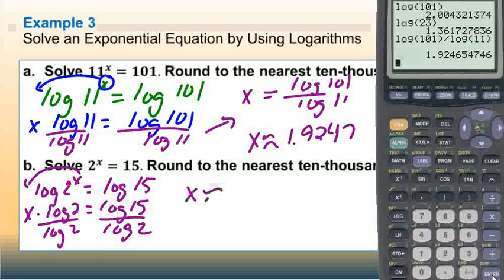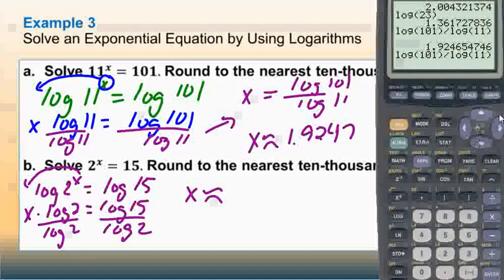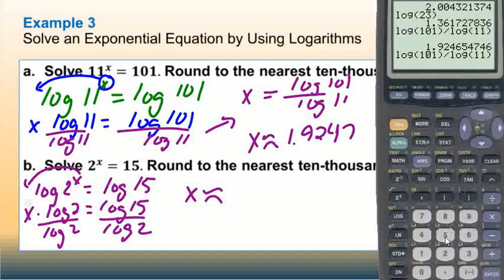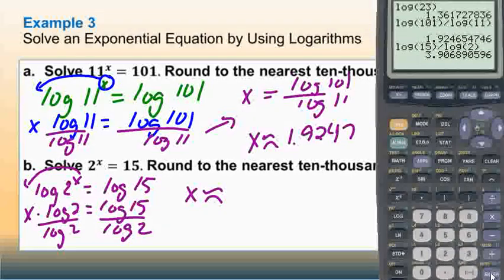X would be roughly, so we do second, enter, change this to 15, and then this is log of 2. And we get 3.9069.